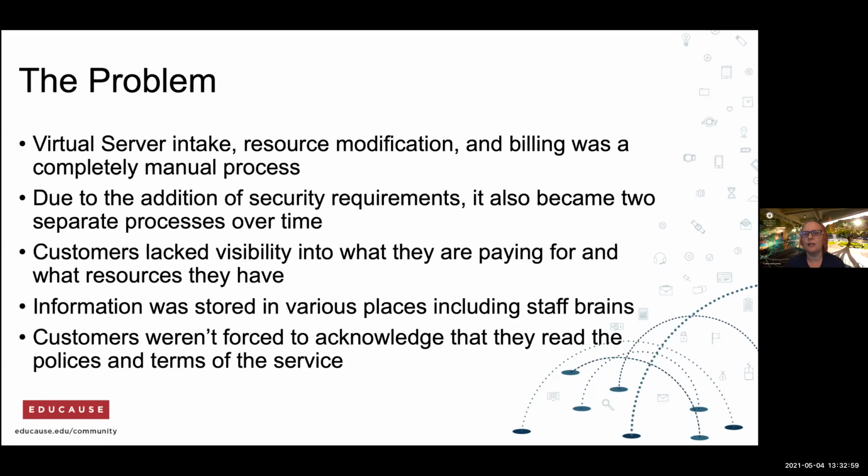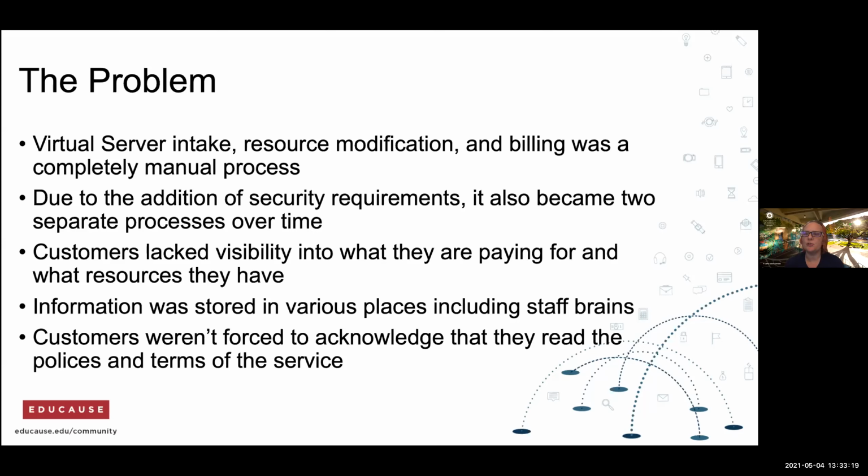Customers also, like I said, lacked visibility in what they're paying for and which resources they have. Throughout the year, we'd get a lot of questions, can you let me know how much disk storage I have, or how much RAM total if it wasn't all presented to the server at once.